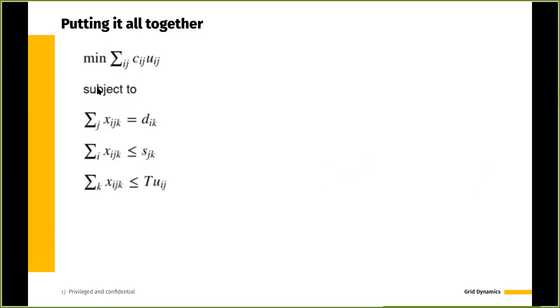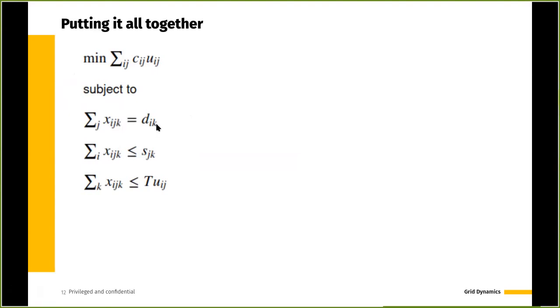So if we put it all together, then we will see this picture. If any of you are interested in scientific articles, you'll see such pictures all over the place. Essentially, it means that we would like to minimize this target function subject to this set of constraints. So the target function we just discussed.